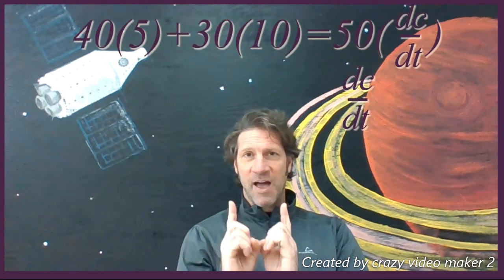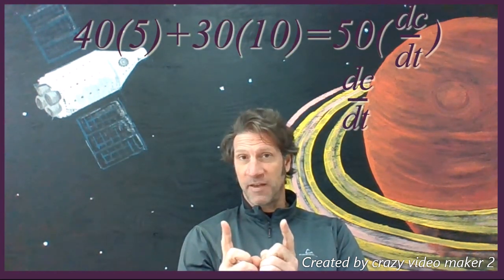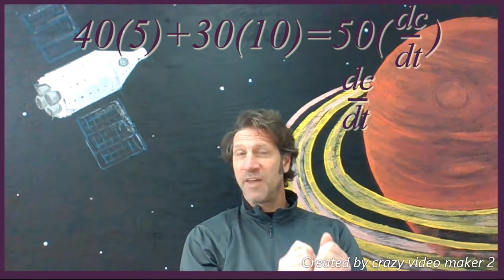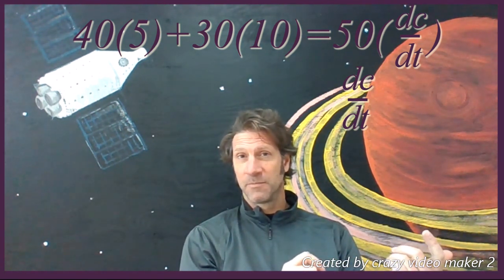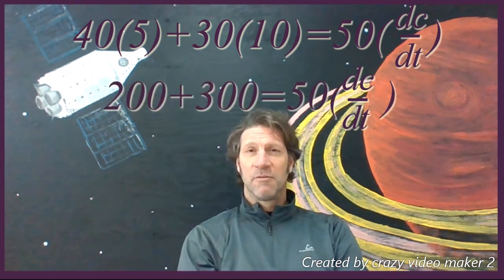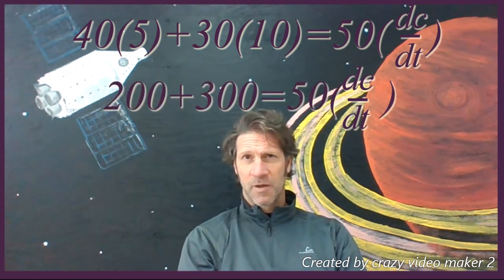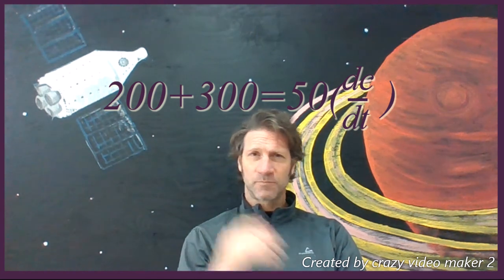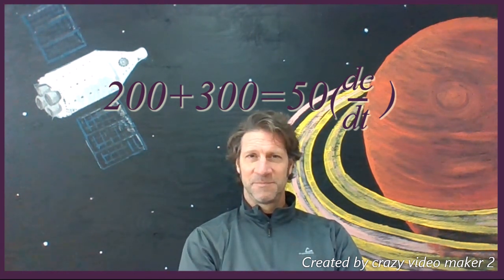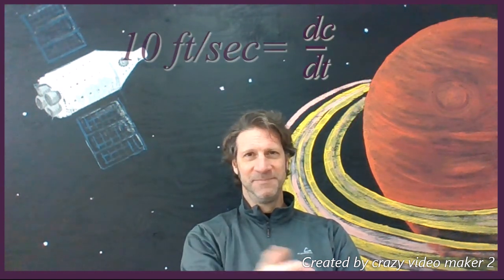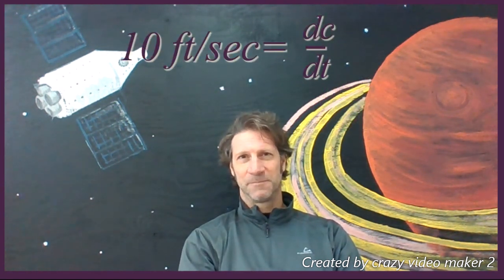So what we do now is we have 30, let's do the height here, 40 times 5 feet per second plus 30 times 10 feet per second equals 50 times how many feet per second? Well, 40 times 5 is 200, 30 times 10 is 300, 200 plus 300 is 500, divide both sides by 50, and you're left with 10 feet per second.